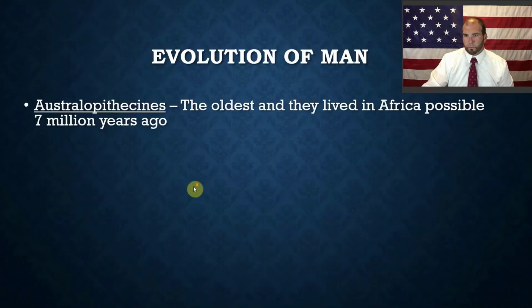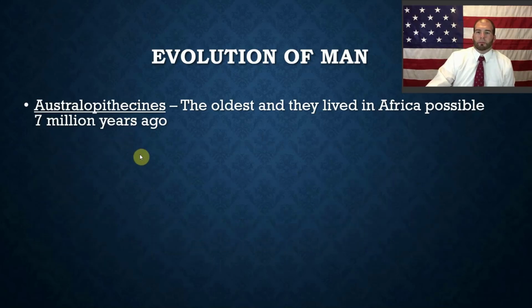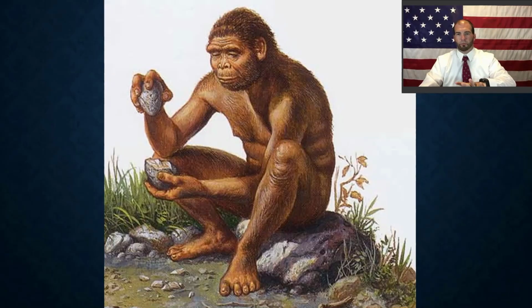So the evolution of man. Now, whenever you see these words underlined, those are vocabulary words. There is a Quizlet that is associated with all of these that have those words in the definitions that also help you study. All right, so let's just start here at the beginning. The Australopithecines. They're the oldest, and they lived in Africa possibly 7 million years ago. Let me show you a picture.